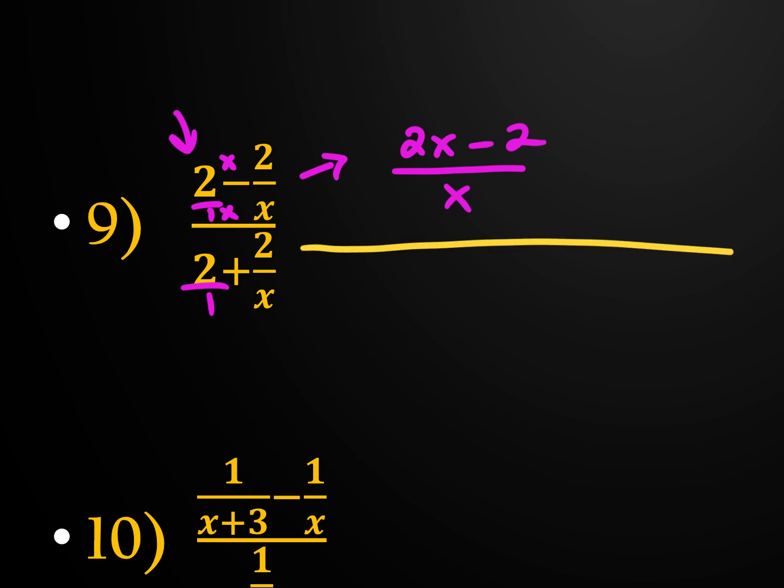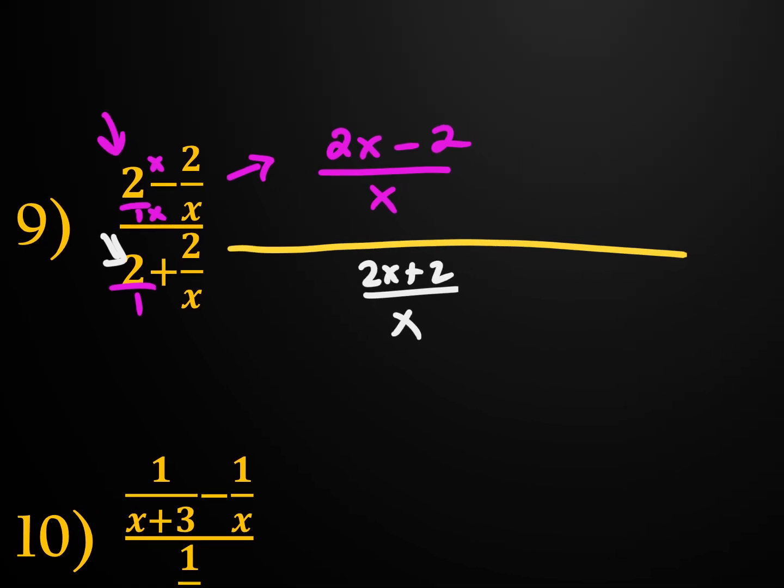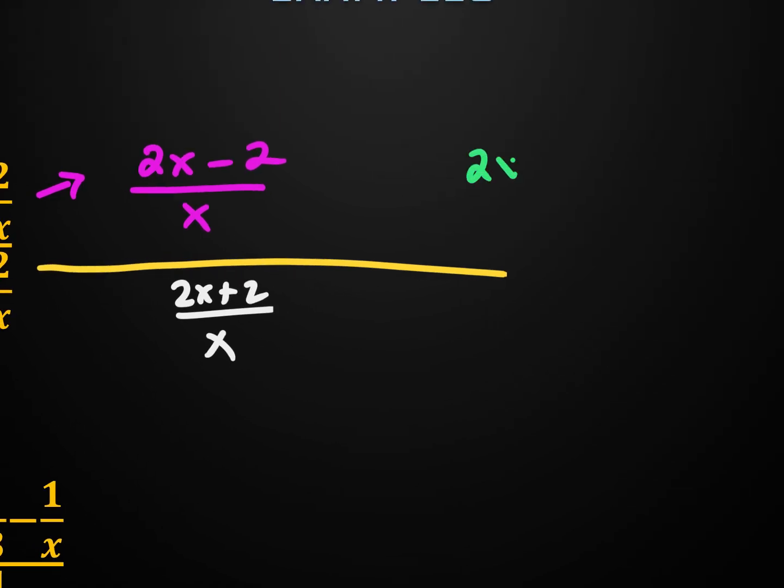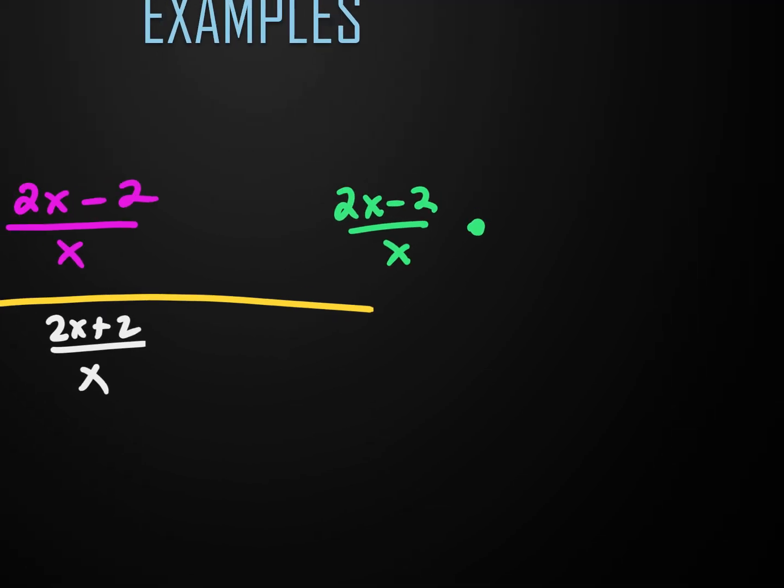Here's my big division sign. In my denominator, what's the common denominator? X. Good. So I multiply this 2 by what? An x. So I have 2x plus 2. I now have 2 simplified fractions, 1 in my numerator, 1 in my denominator, that I can now keep, change, flip. So I'm going to keep 2x minus 2 over x, change my division to multiplication, and then flip x over 2x plus 2. What cancels?